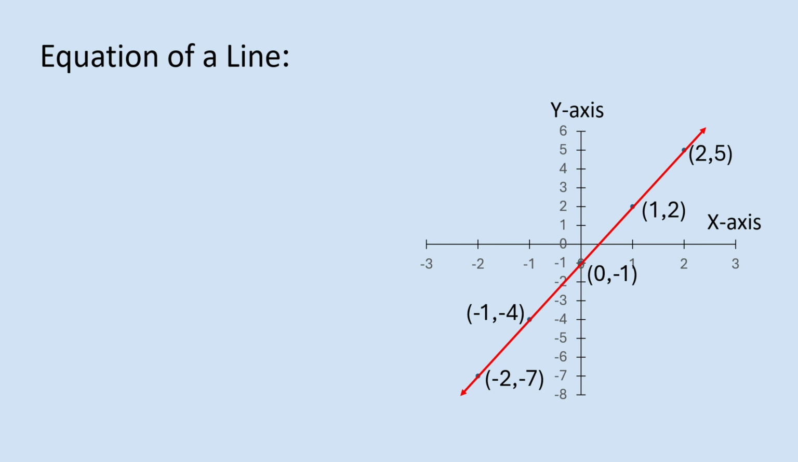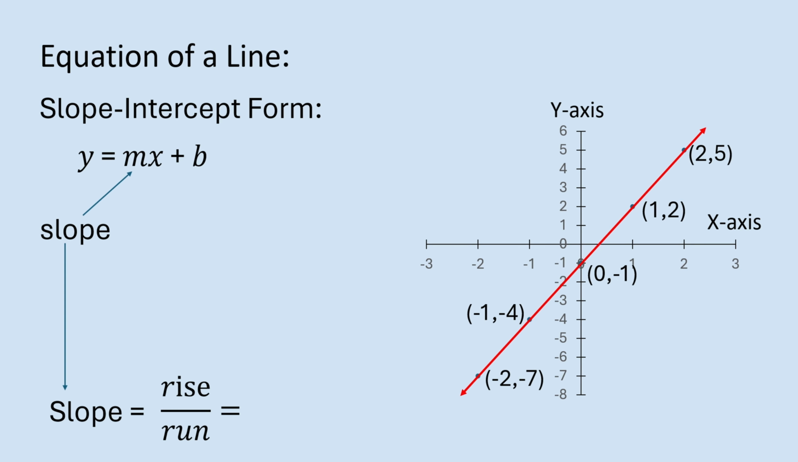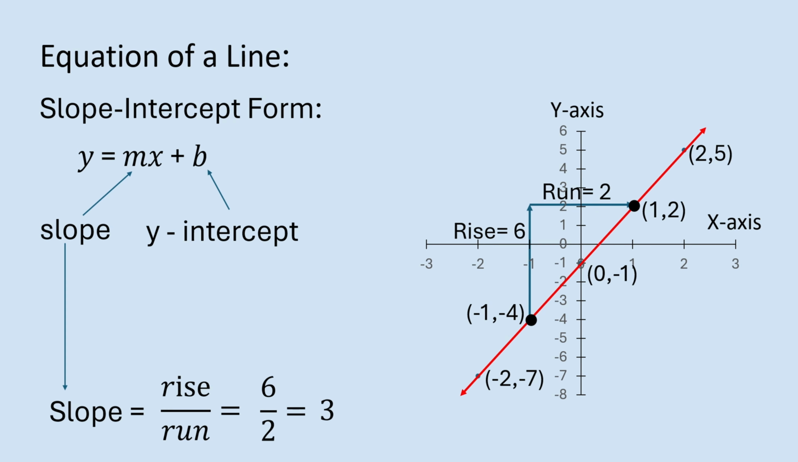Second example for equation of a line. Now we know slope-intercept form y = mx + b. Here m is the slope. Slope is rise divided by run. For this line, we select 2 points. Here rise is 6 units on the y-axis and run is 2 units on the x-axis. So 6 divided by 2 is equal to 3. 3 is the m value.